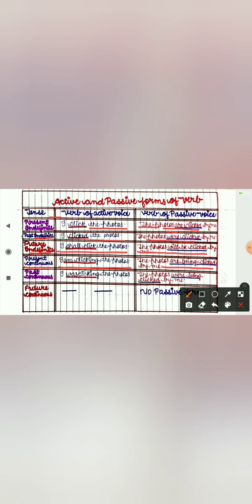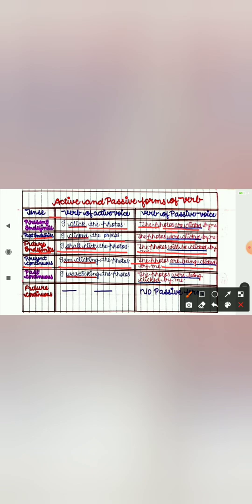Here the subject is plural, that's why I have used: the photos are being clicked by me. If it will be the photo, then it will be: the photo is being clicked by me. So when we have to change a sentence of present continuous tense into passive voice, the helping verb will be is, am, are, being, with the third form of verb as main verb.